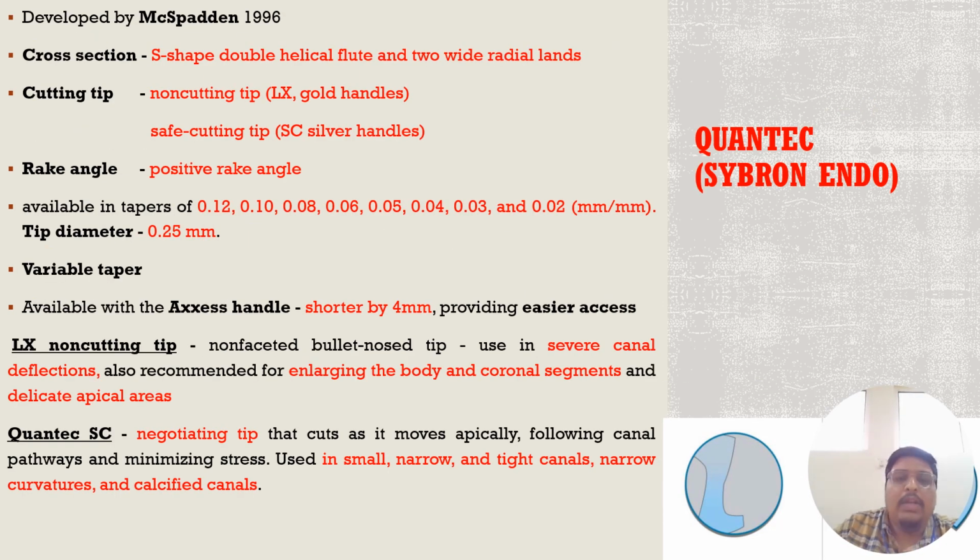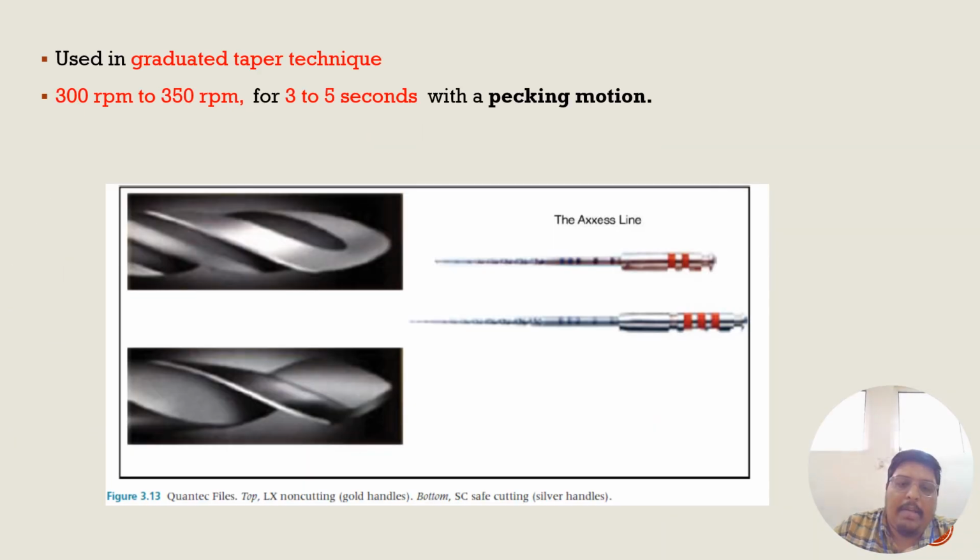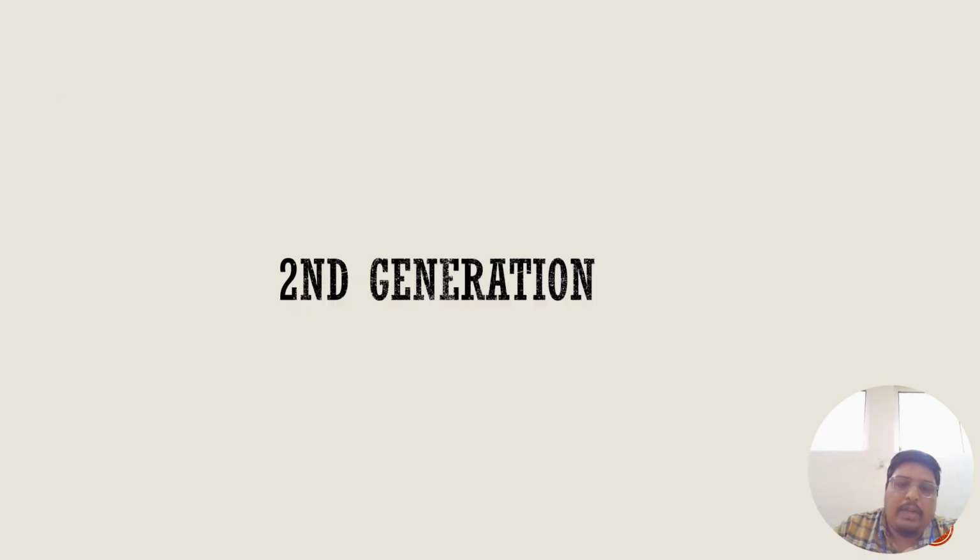Contact Cibron Endo. This is the most accepted file. Cross-section is S-shape, cutting tip is non-cutting. Tip diameter is 0.25 mm. Used in graduating taper technique, 300 rpm to 350 rpm for 3 to 5 seconds.